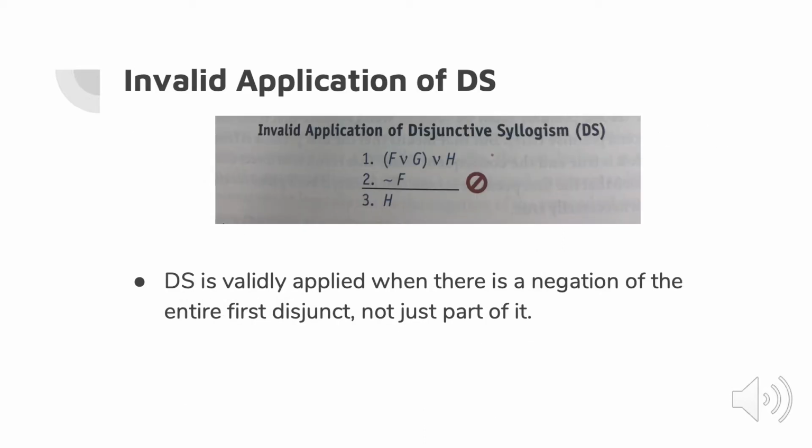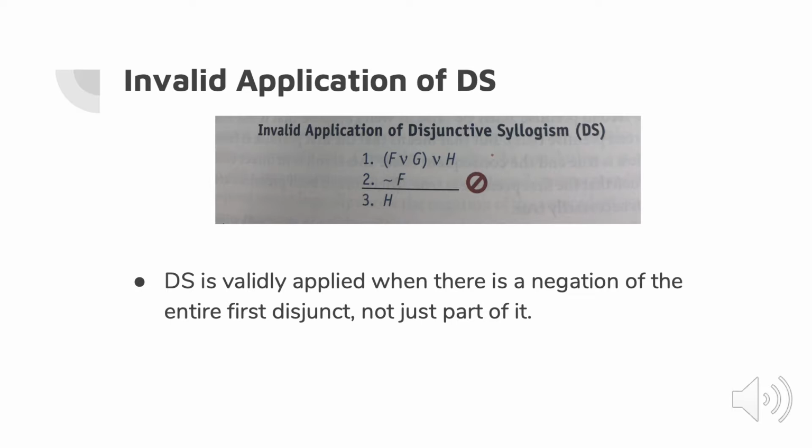Now, when looking at DS, there are many times where it is actually applied incorrectly. So here is an example of that. In the second line right here, you can see that the negation is just of F and not of G and H. However, DS is validly applied when there is a negation of the entire first disjunct, not just part of it. Therefore, the mistake in this example occurs because the negation in the second premise, the negation of F, is only part of the first disjunct in the first premise.